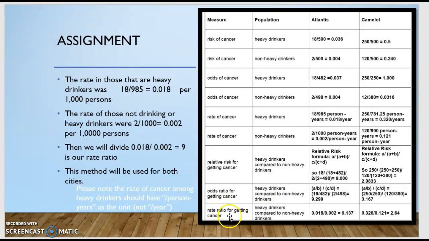So rate ratio for getting cancer. Our population is heavy drinkers compared to non-heavy drinkers. So for this formula, we're using the events out of person time. So we were using what we previously solved and plugging in. So you can see here, we're going to be using the events out of person time. And this gives our answer here for Atlantis. And very similar, again, we're using the events out of person time. And here is our answer.